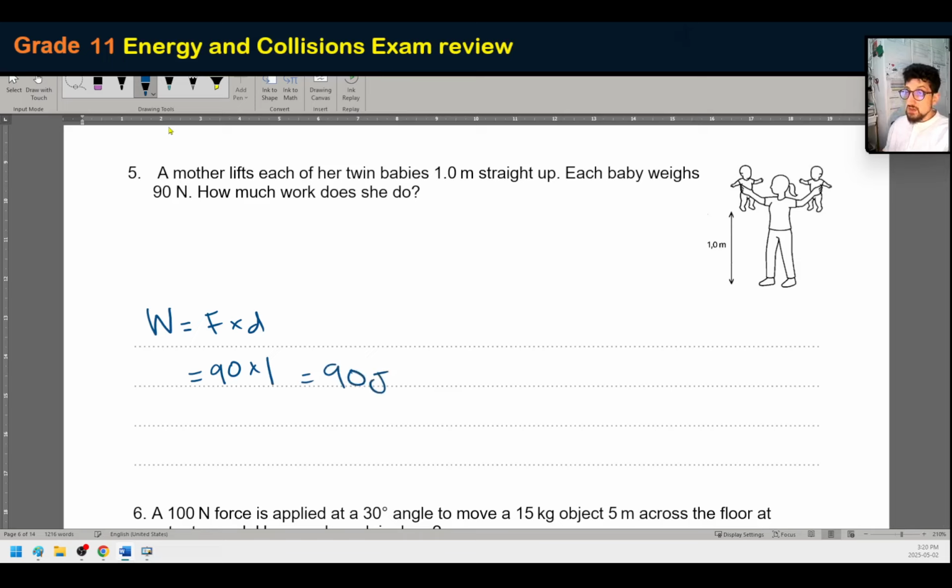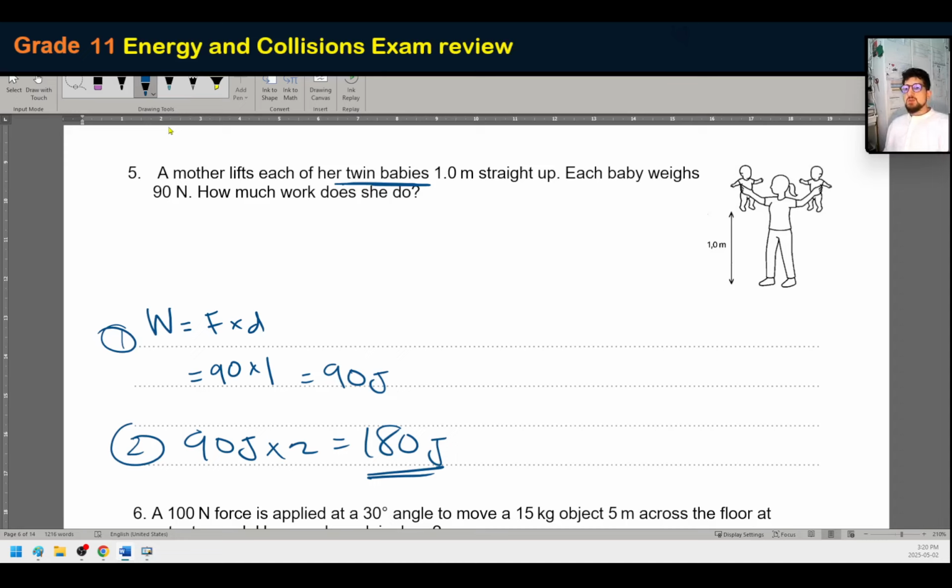But this is not the final answer because she's got twin babies. Make sure you read the question carefully. Twin babies, so there's another part to the question. So it's going to be 90 joules multiplied by 2, and that equals 180 joules. Now you don't have to do it this way. You can go 90 joules plus 90 joules. You can just go 90 times 2 multiplied by 1. So there's 3 or 4 different ways you could do it.